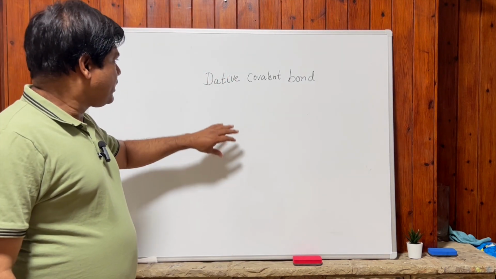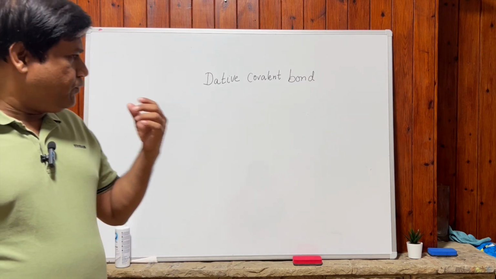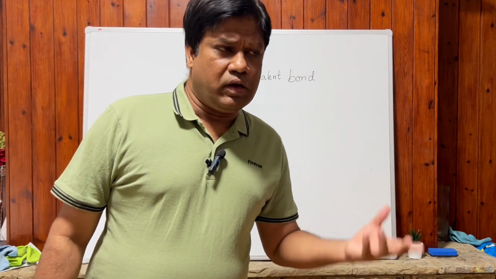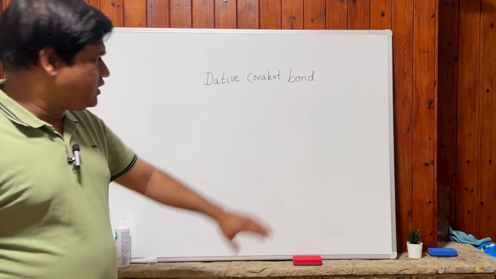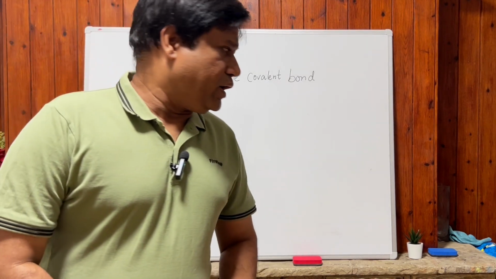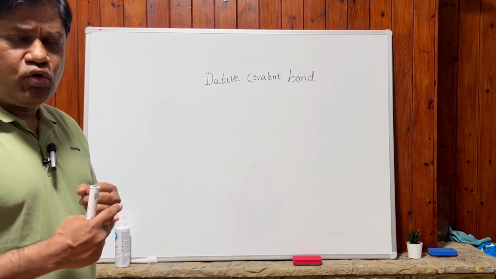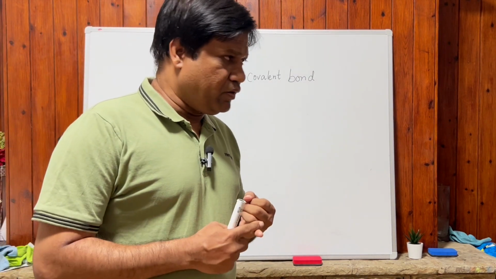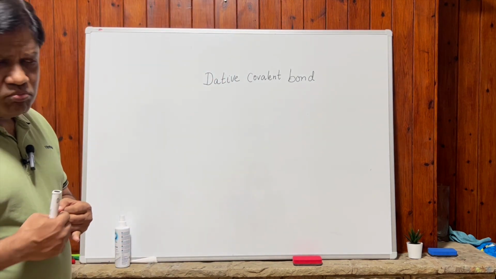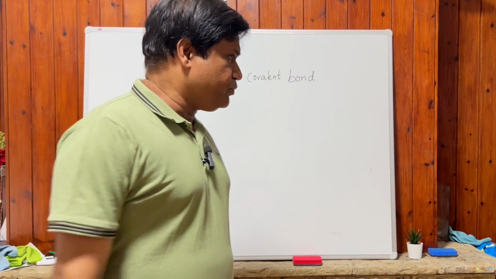Today I'm teaching you dative covalent bond, which is a type of covalent bond. Actually, this is an extension of covalent bonding. Okay, let's see. First, a covalent bond is formed between two non-metals. We know that. And how it is formed, I have discussed this in my previous video.